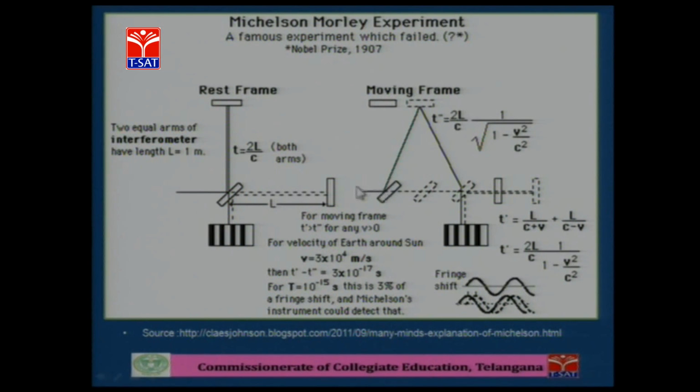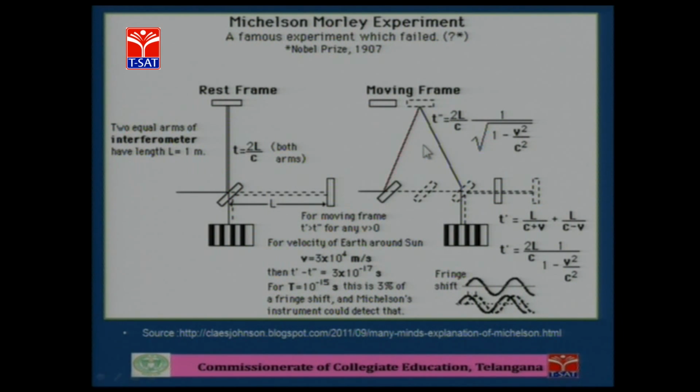Here we suppose that the frames are at rest. The frames being at rest means the mirrors M1 and M2 are at rest, there is no motion, that is the rest frame. So the time travelled by the transmitted ray from the semi silvered glass plate to the mirror M2 is equivalent to the time travelled by the reflected ray from the semi silvered glass plate to the mirror M1. So there is no time difference, no path difference, and no phase difference between the two rays.